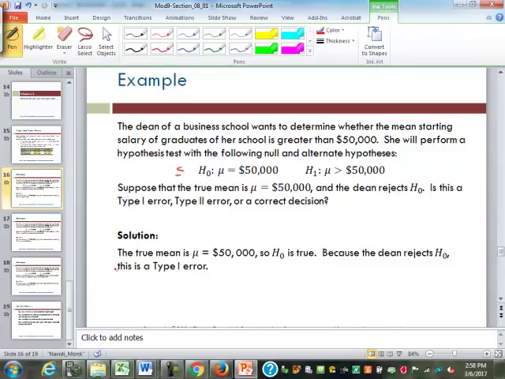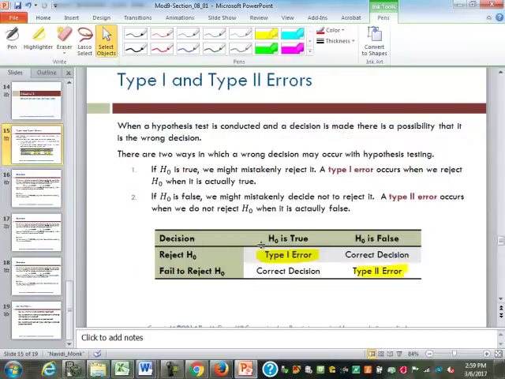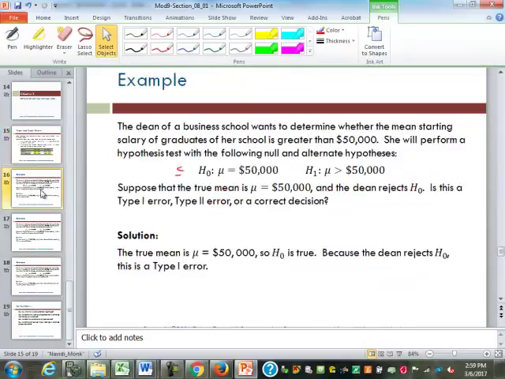But suppose that the true mean is 50,000 and the dean rejects H0. Is this a type 1 or a type 2 error? H0 is true and the dean rejects it. If you go back here, H0 is true and it's rejected, that is a type 1 error.